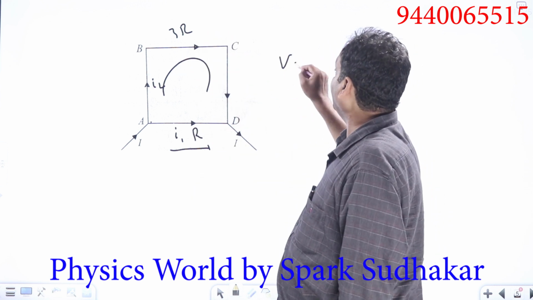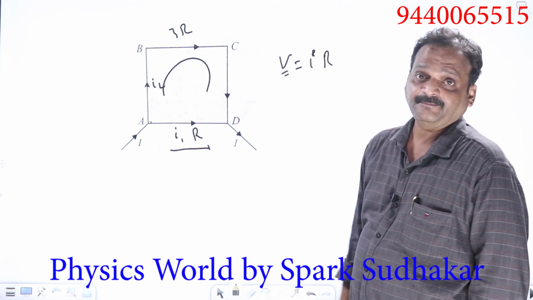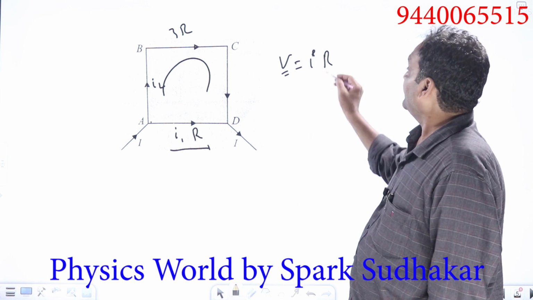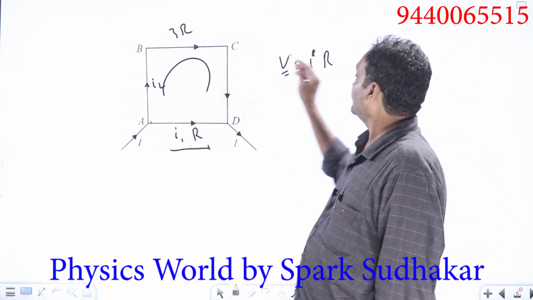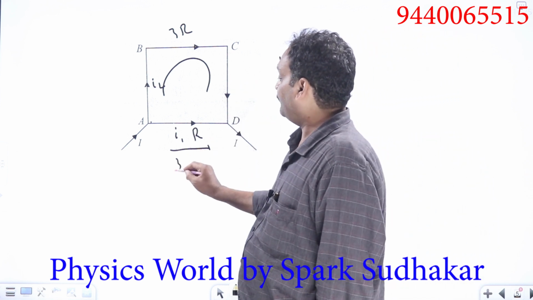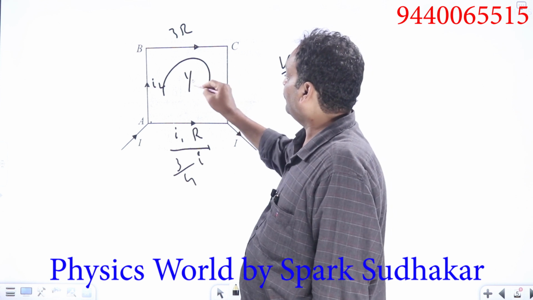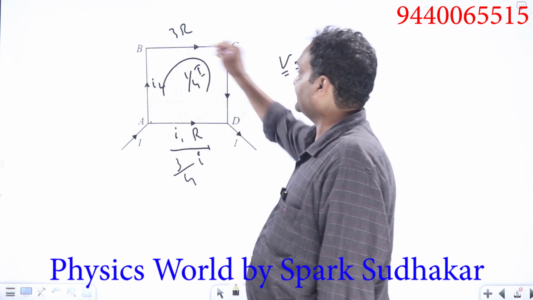V equal to IR. The potential difference is the same between the two points A and D. Resistance is 3 times more, so current will be 3 times less. Means here 3/4 current will pass through this segment, only 1/4 current will pass through this segment.